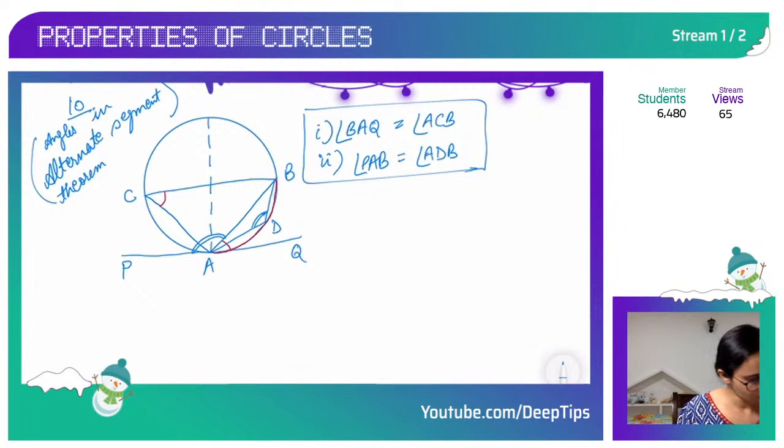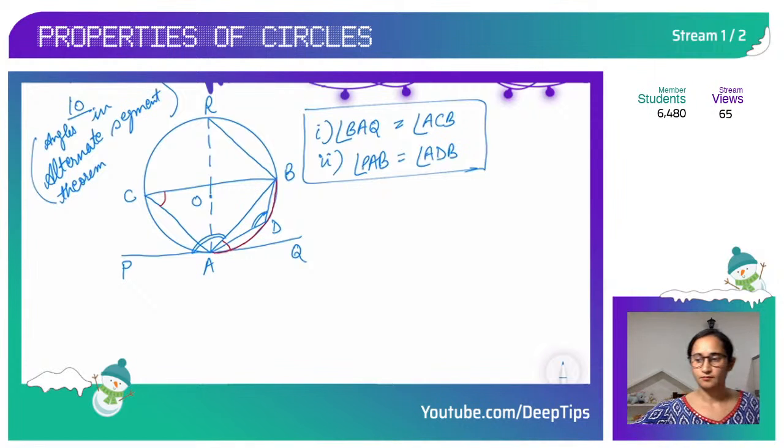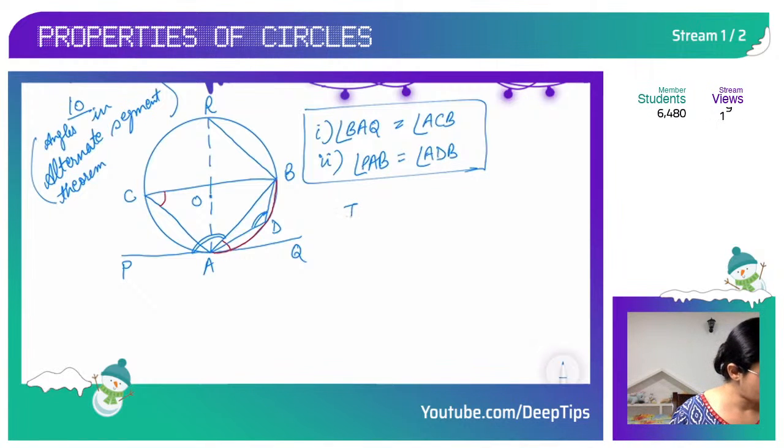Okay, and then I'll just complete this here. So this is my R and here is my center O. Okay children, so let's mark some angles. First of all, if you just look here, that's triangle ABR. Now in triangle ABR, what is the value of angle B?